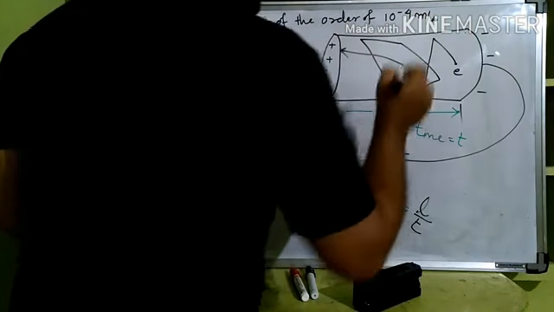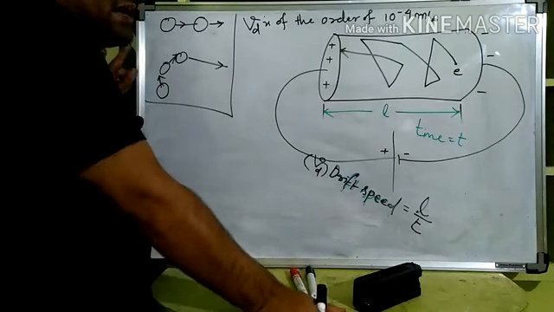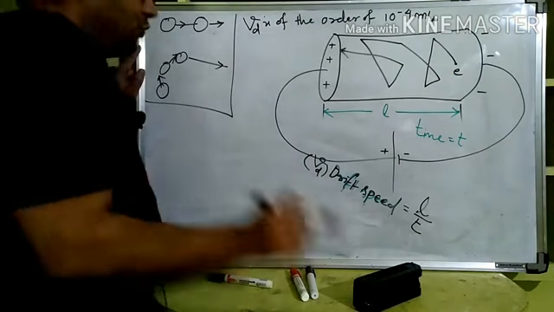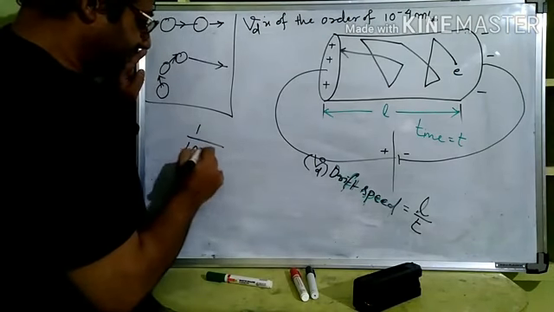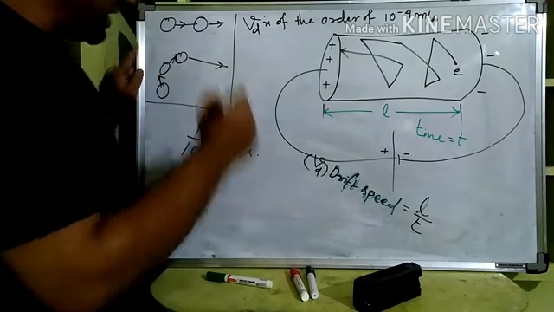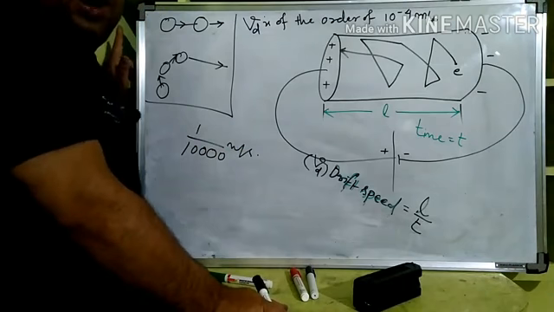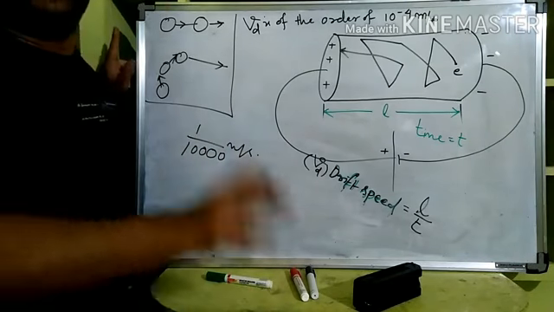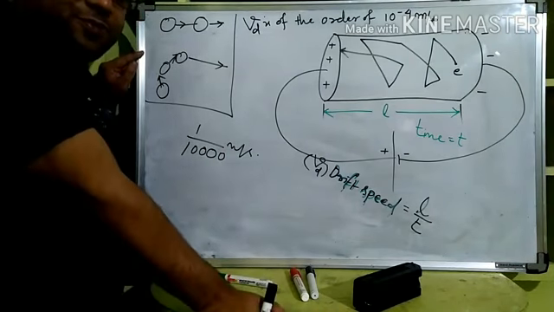Now see, 10 to the power minus 4 meter per second means what? 1 by 4 zeros meter per second. 1 by 100 meter means 1 centimeter. 1/100th of a centimeter per second. So isn't it very slow?